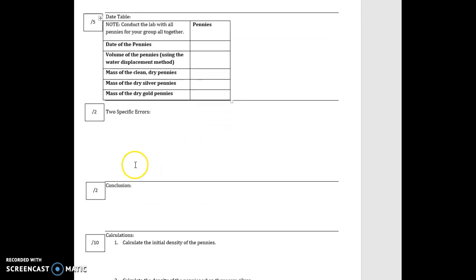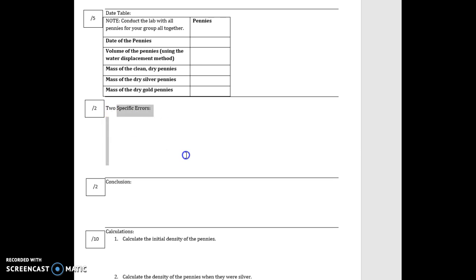Here you're putting in your errors. Under the specific errors, these are errors that could affect your data. Mistakes, you can just number them off. You can do a numbered list like 1 and so on. Your first error: my partners and I forgot to take the masses correctly. We accidentally didn't zero the balance. Something like that.